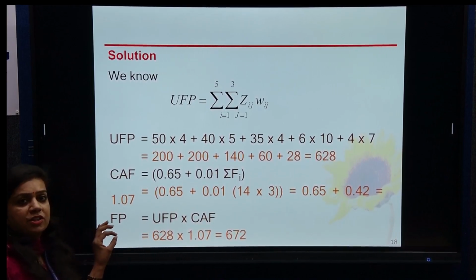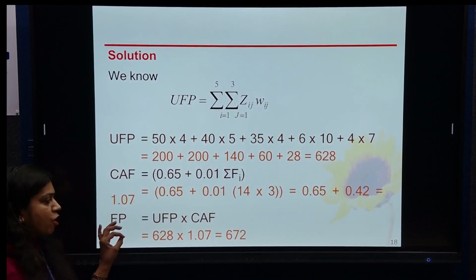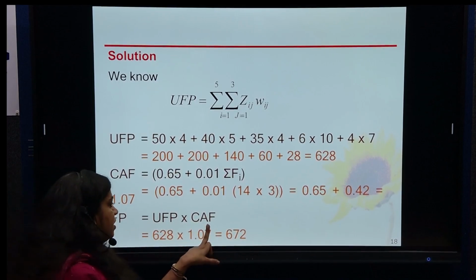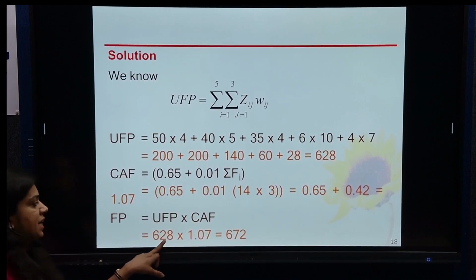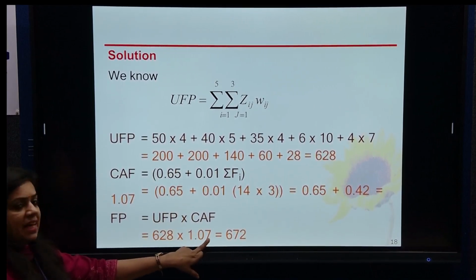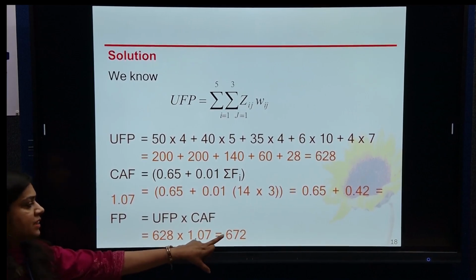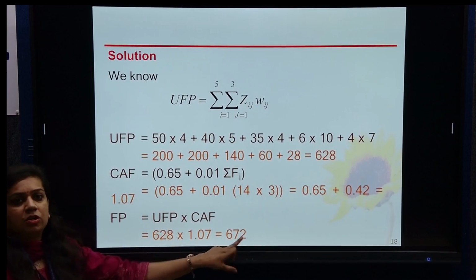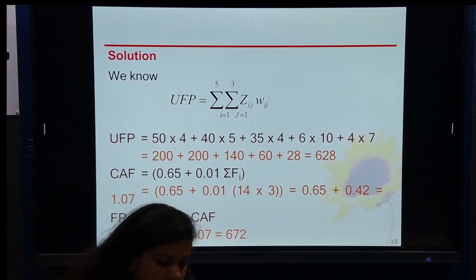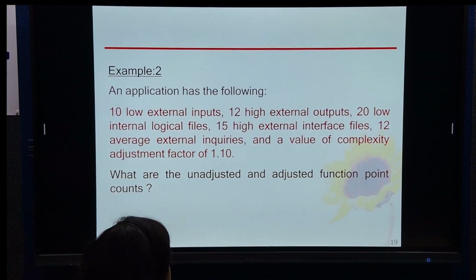So function point is calculated using the formula UFP into CAF. So we will multiply 628 into 1.07 and we get function point as 672. So let us solve another example.